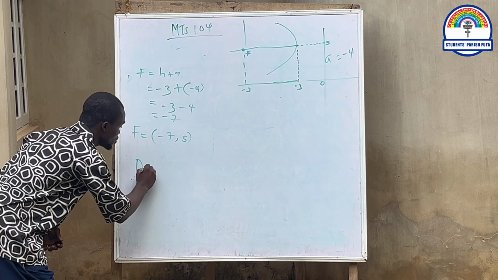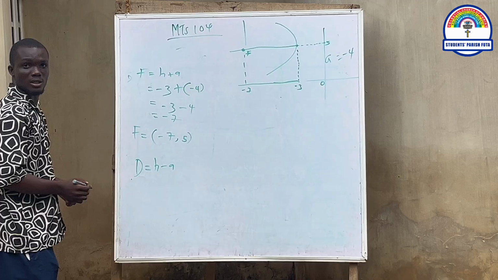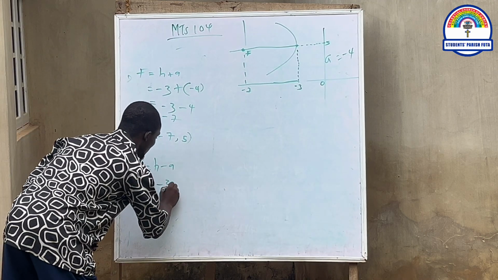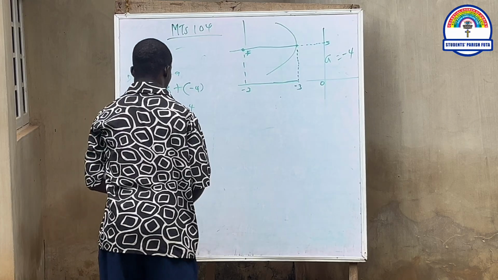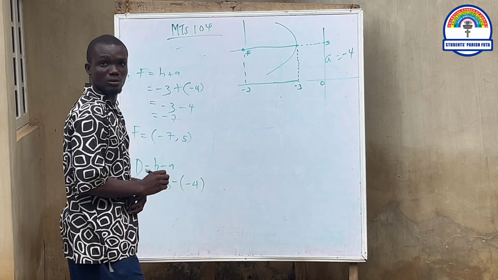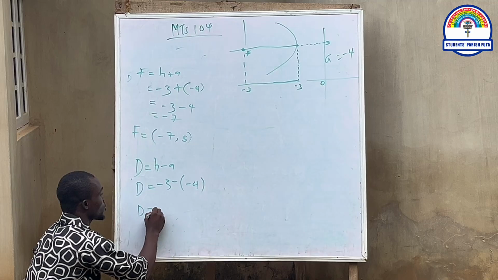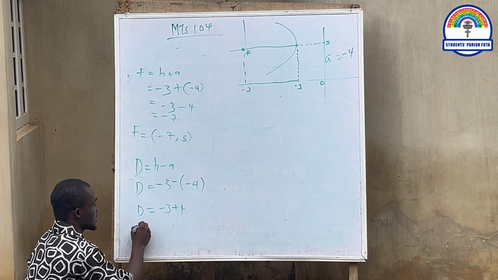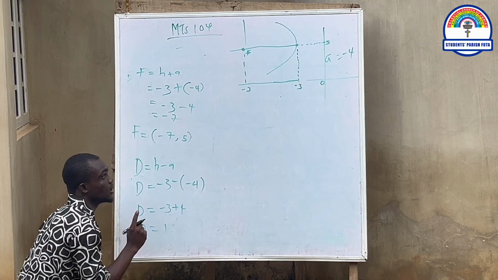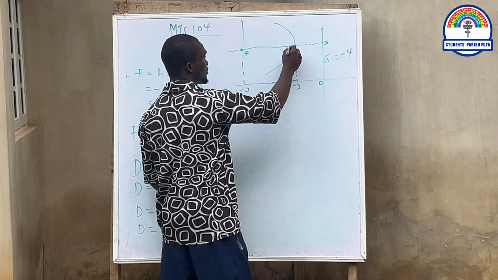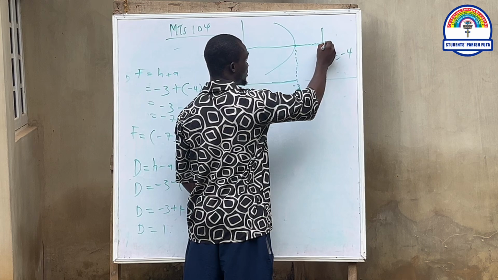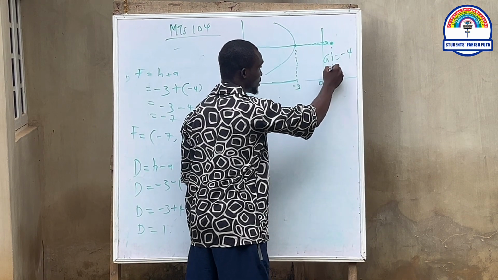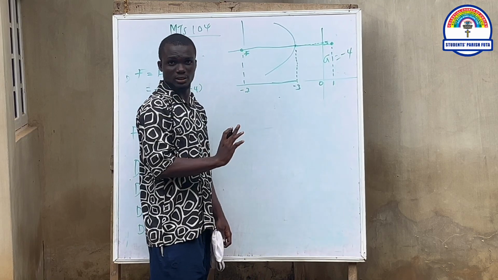Now let us find the directrix. So the directrix, d is equals to what? That's h minus a. What is our h? Our h is -3 minus -4. Do you understand? So our d is equals to -3 minus -4, that's plus, right? That's +4. So our d is equals to 1. So if you want to locate it on the diagram, you come here. You see, this is 0, right? So let us call this place the directrix. This 1. Do you understand?